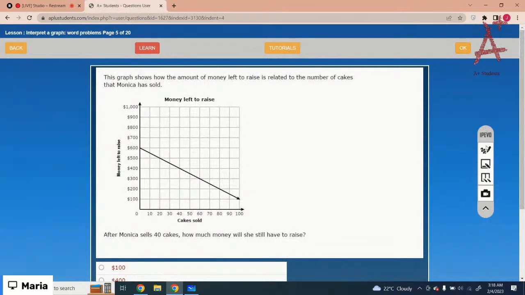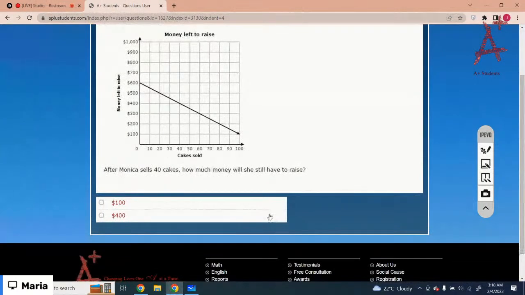Okay, the next one is this graph shows how the amount of money left to raise is related to the number of cakes that Monica has sold. After Monica sells 40 cakes, how much money will she still have to raise? Okay, so 40 cakes. Here you have cakes sold. Just match it to the y-axis. So that means if she sells 40 cakes, she has to raise $400. Got it? So the correct option is 400. Select the correct option, then click on the OK button.